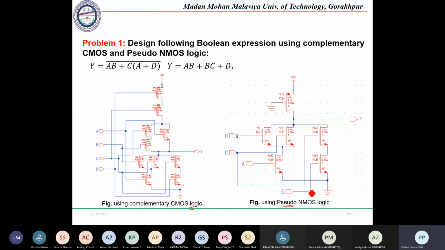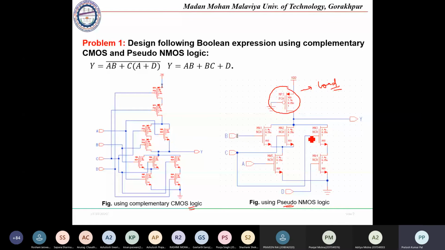So pseudo NMOS means the NMOS pull down network will be considered as the representation of the logic, and a single PMOS transistor will be used as a load. Okay, so this is the representation of a pseudo NMOS logic. So in case of pseudo NMOS logic, what will be there?